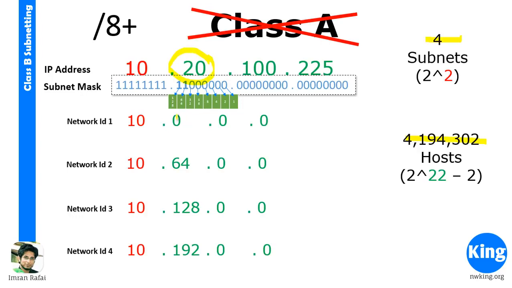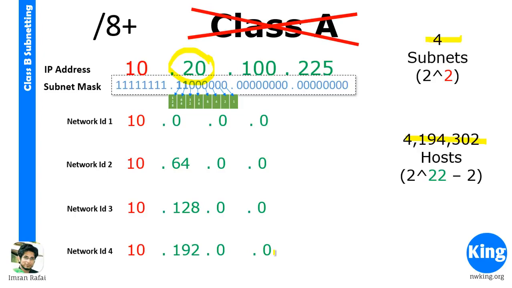So the network ID of network 2 is 10.64.0.0. Then it is 10.128.0.0. Then it is 10.192.0.0. How do we get the broadcast ID? We did this so many times. By now you guys should be doing it without even thinking about it.